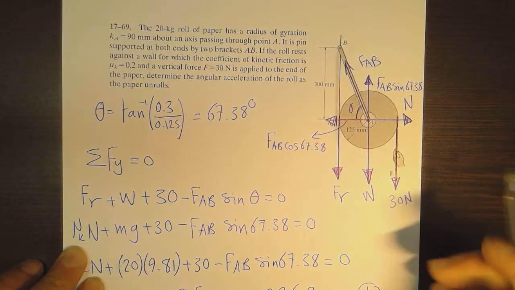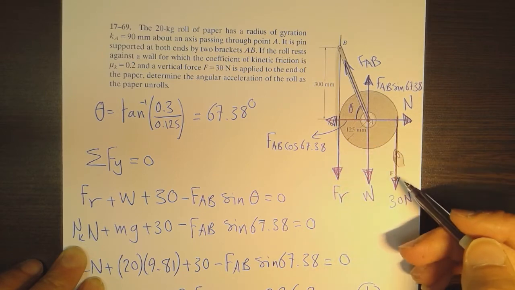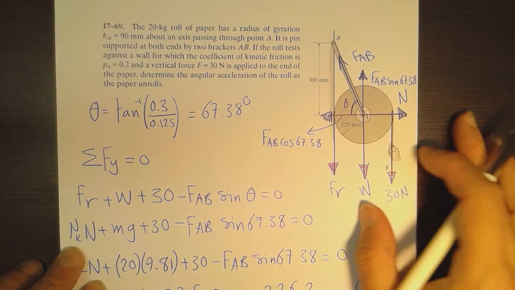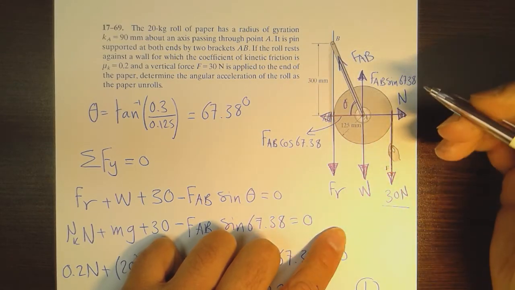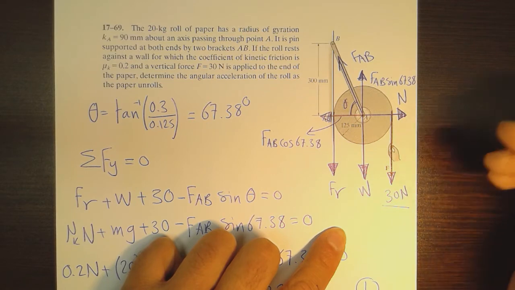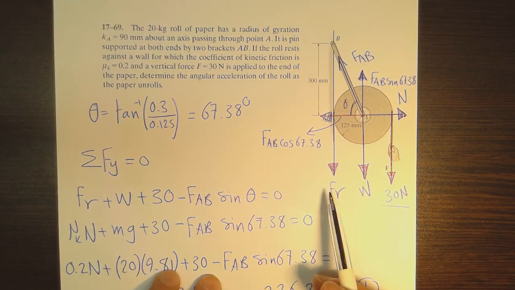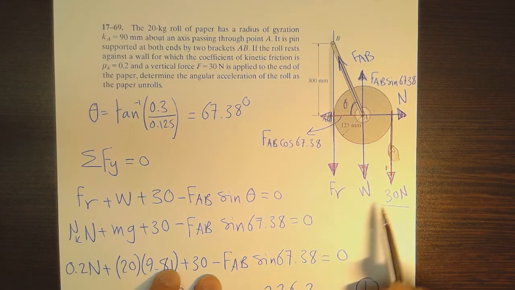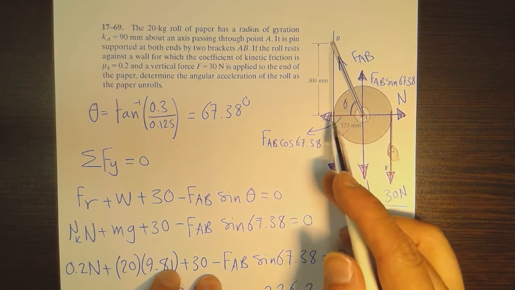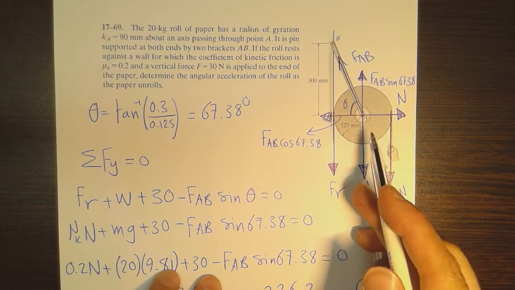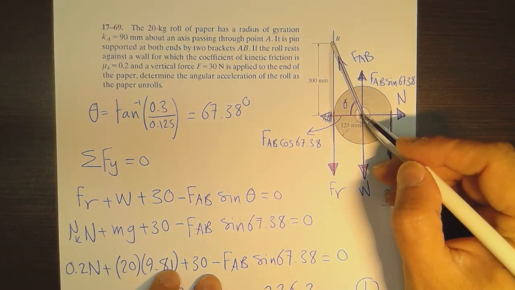We can take the moment with which the roll rolls to be the positive direction. So we say the 30 newtons creates a positive moment, even if it is clockwise, because it is causing the motion in the given direction. For the friction, we can say it creates a negative moment. So we have just these two forces that create moments around the center of mass. The other forces here don't create any moments because their directions pass through the center.